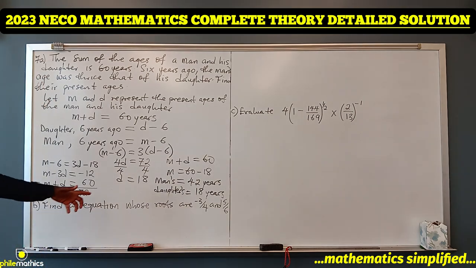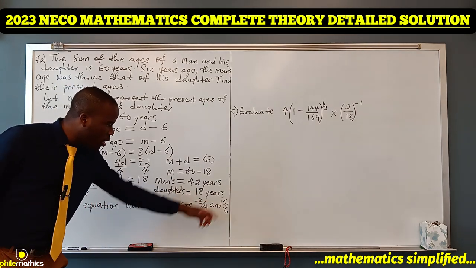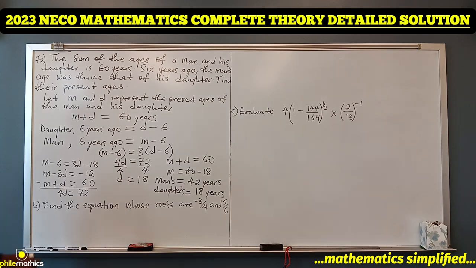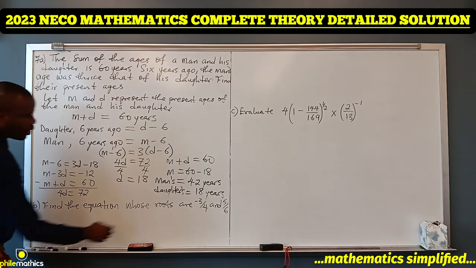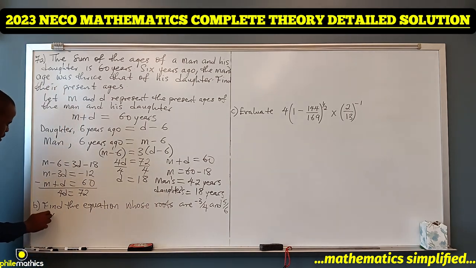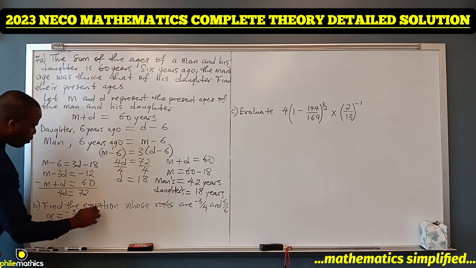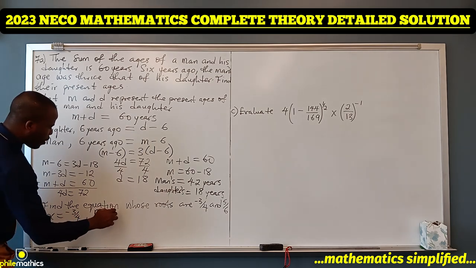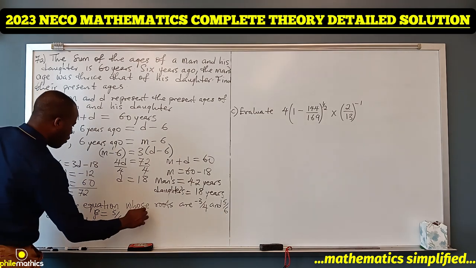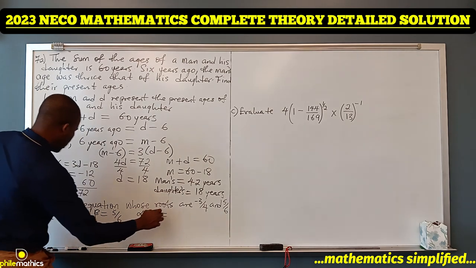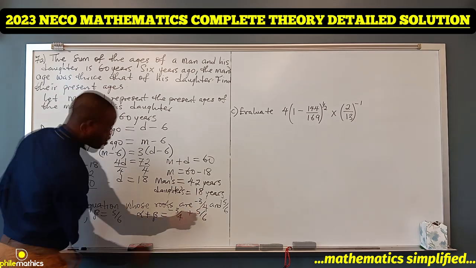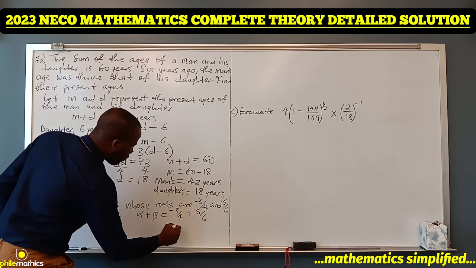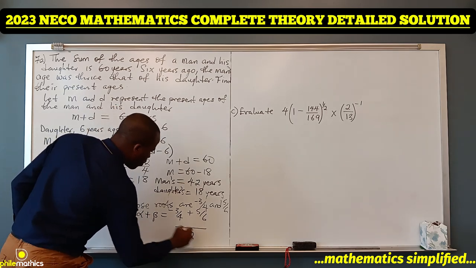B says, find the equation whose roots are minus 3 over 4 and 5 over 6. We're going to use, let alpha and beta represent the roots, so that alpha is minus 3 over 4, beta is 5 over 6. Alpha plus beta is minus 3 over 4 plus 5 over 6. So if we sum this, the LCM is 12. 4 into 12 is 3.